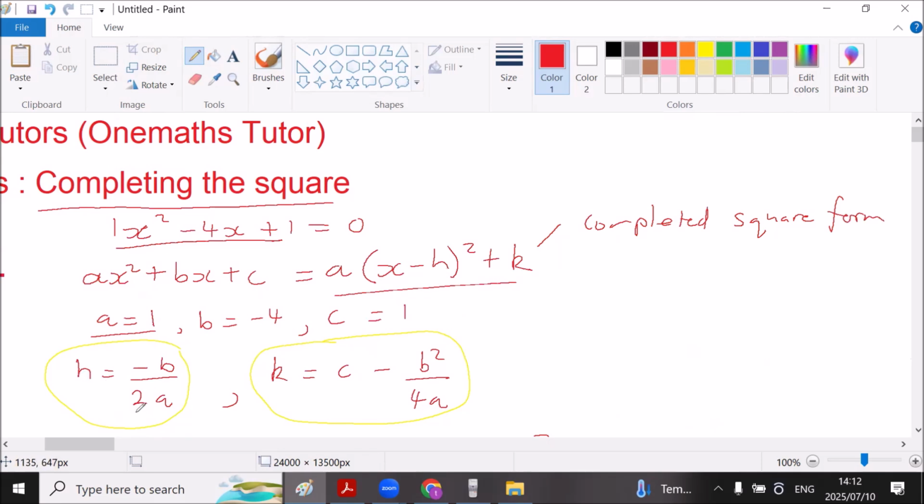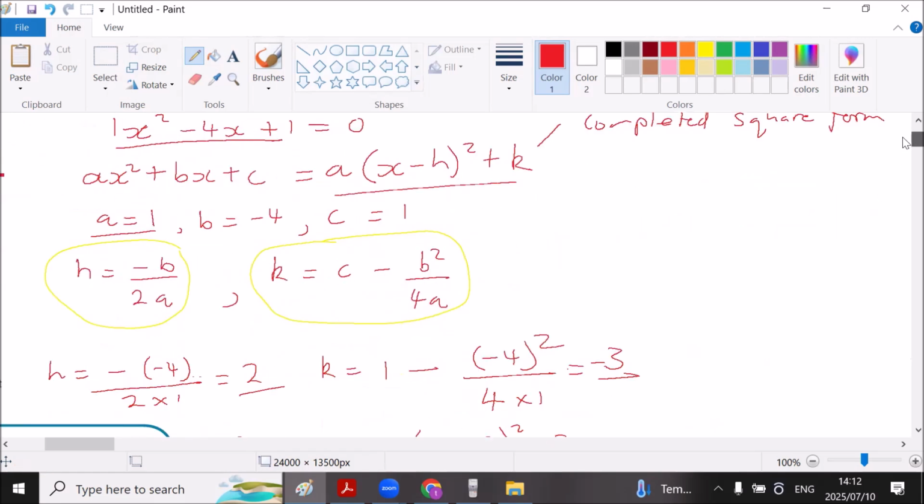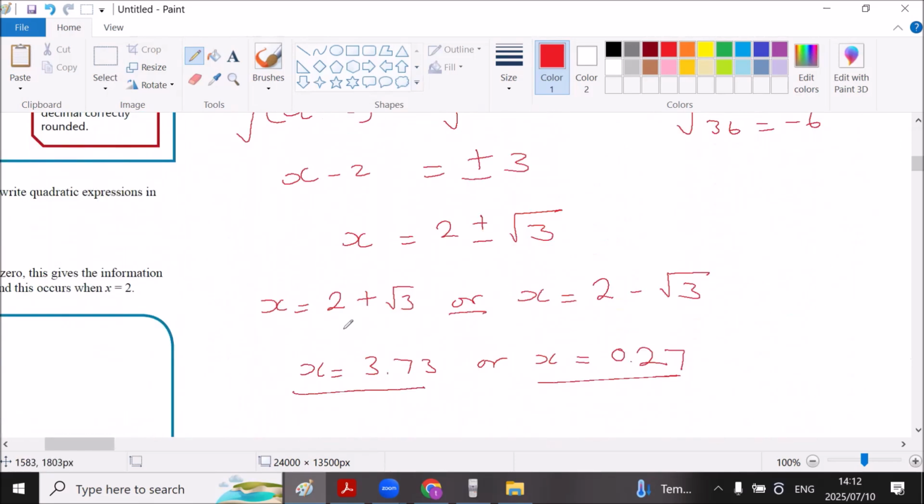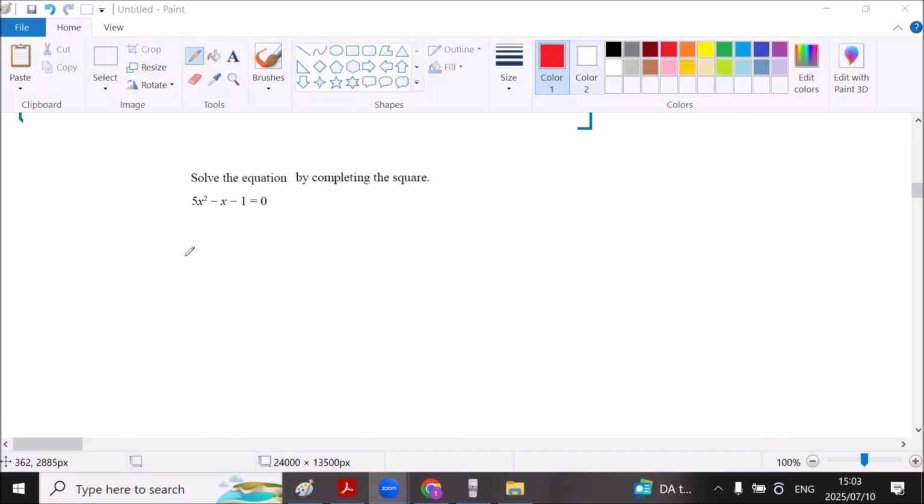And we use this formula to find h and k, the values in our completed square form. Then we can use the completed square form to solve the quadratic and obtain our solutions to the required number of decimal places, or we can leave them as surds where required. Let's look at this question. Solve the equation by completing the square. 5x squared minus x minus 1 is equal to 0.